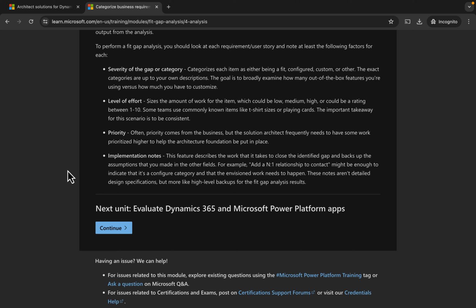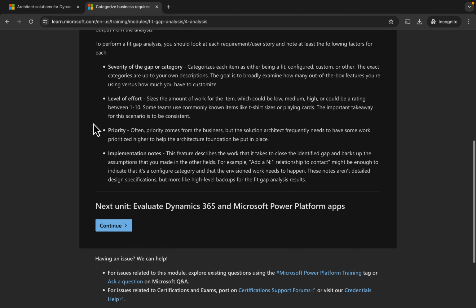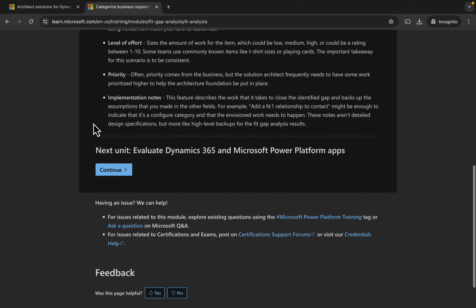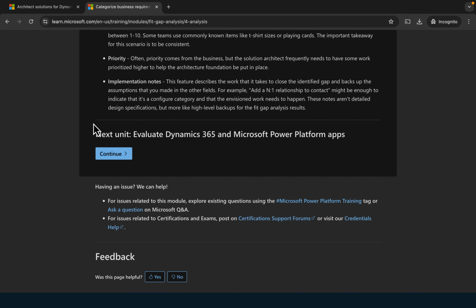Level of effort. This sizes the amount of work for the item, which could be low, medium, high, or could be a rating between 1 to 10. Some teams use commonly known items like t-shirt sizes or playing cards. The important takeaway for this scenario is to be consistent. Priority. Often, priority comes from the business, but the solution architect frequently needs to have some work prioritized higher to help the architecture foundation be put in place.